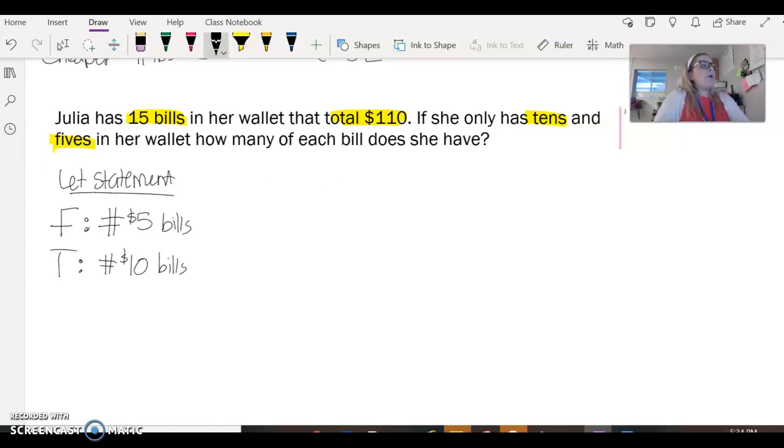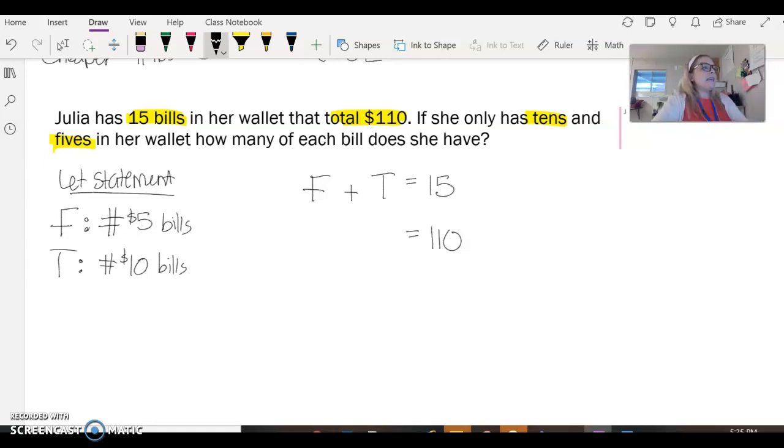Okay, well, I don't know how many 5s she has, and I don't know how many 10s she has, but I know that when you add them together, it will give you 15. So that's that first equation. It's relating how many bills, how many of each kind. Okay, well, the other total is 110, right? That's the total value. Well, if I have 1 5 and 1 10, that's $15. If I have 2 5s and 1 10, well, two times the 5 will give us $10.